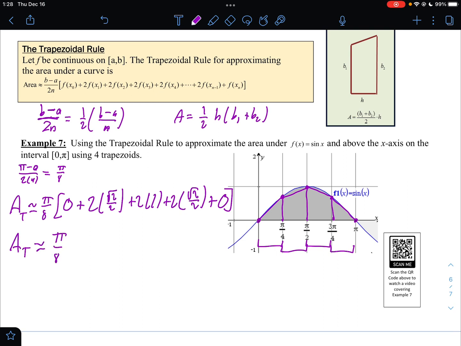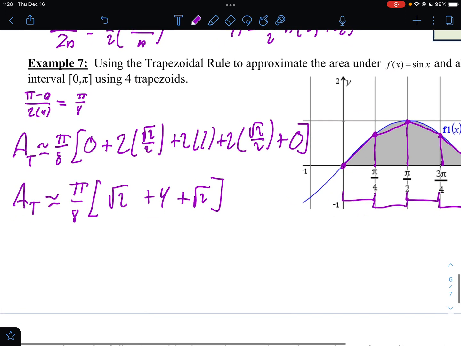Now we just simplify. So 0 plus root 2 plus 4 plus root 2. I misread my writing. This is not a 2, that's a 1. Really bad handwriting there. So this is supposed to be a 2.